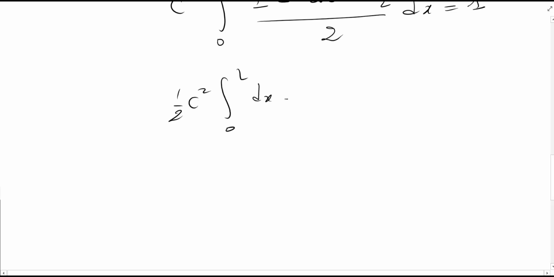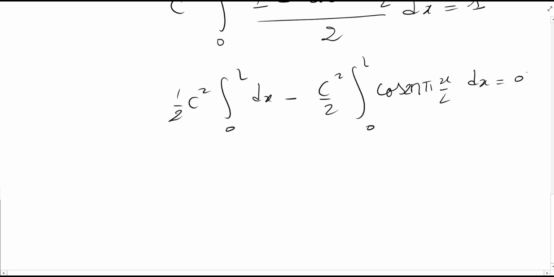Now this integral has the integral of 1/2 between 0 and L, minus the other integral, which is c squared again over 2, the integral between 0 and L of cosine of 2n pi x over L dx. This must be equal to 1, I'm sorry.